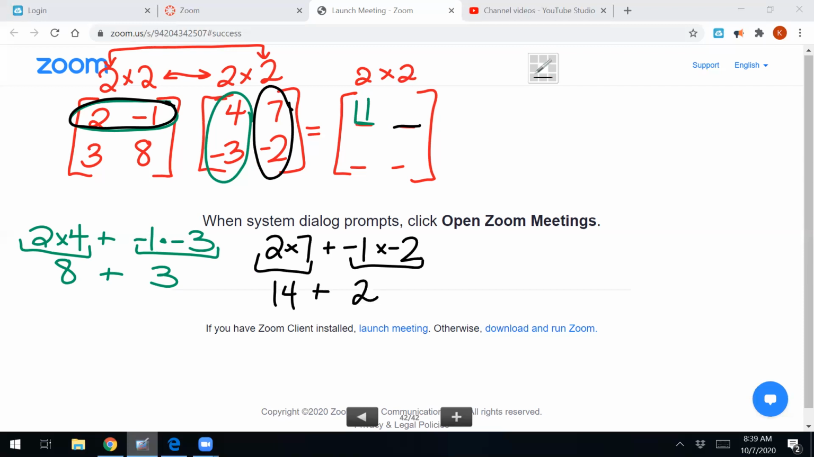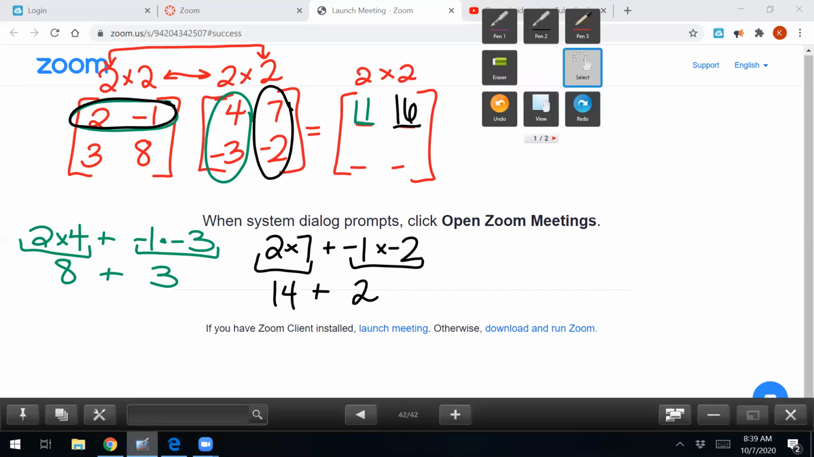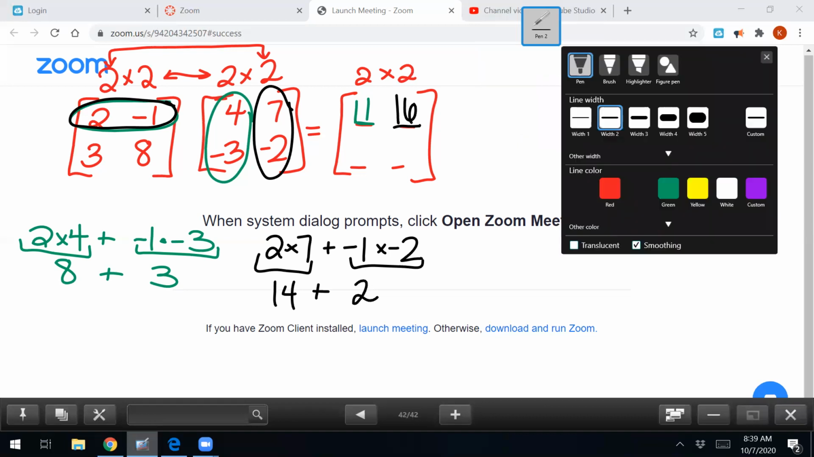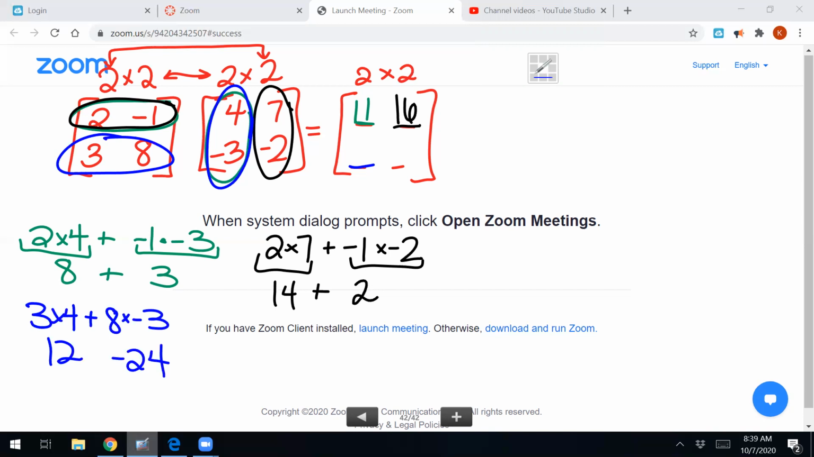Okay, we do it again. That's on the bottom row. So we're multiplying bottom row by first column. So it's 3 times 4 plus 8 times -3. 3 times 4 is 12. 8 times -3, is that -24? Okay, you add that together. So that's going to give you -12.